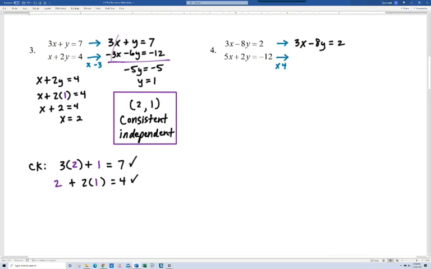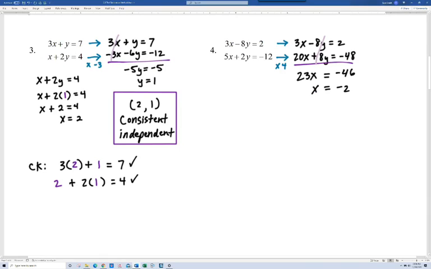So 4 times 5x is 20x. And 4 times the 2y will give us 8y. And then 4 times negative 12 is negative 48. You always want to make sure you don't forget about that constant on the other side. That's got to be multiplied by 4 as well. Every term on both sides. So let's go ahead and add our equations together. We're going to get 23x is equal to negative 46, and so x is going to be negative 2.